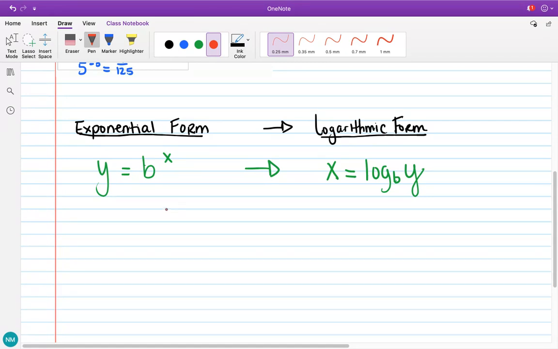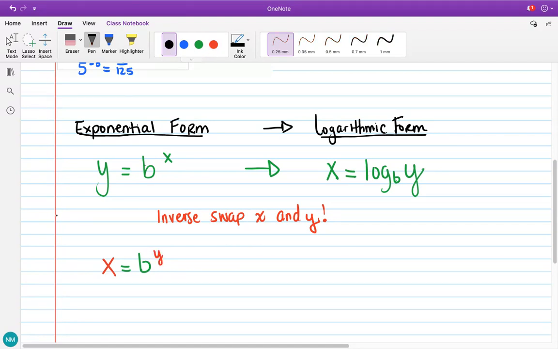Now, what is an inverse? And we spoke about this in class. Inverses swap x and y. So what I'm going to do here is I'm going to swap x and y. So I'm going to rewrite this here as x equals b to the y power. So now these two are inverses of one another, because x and y are swapped.